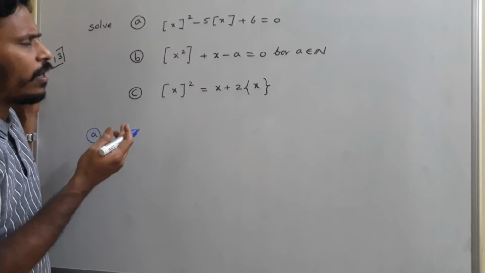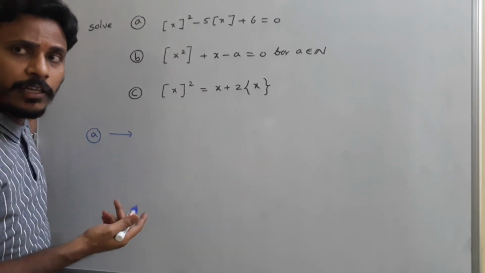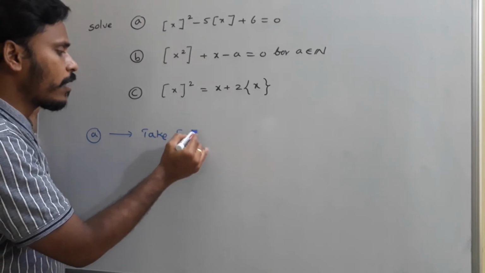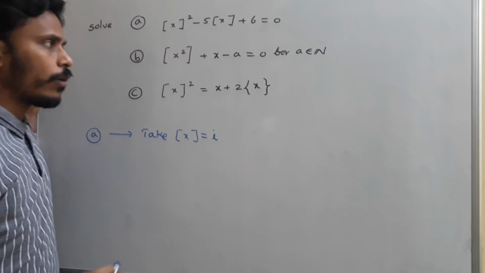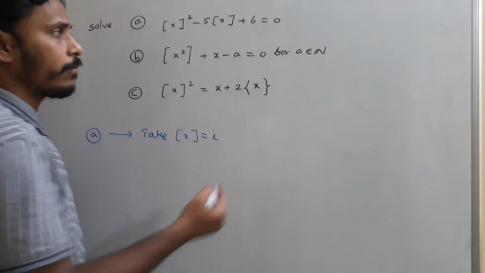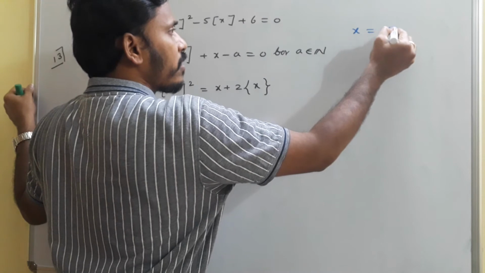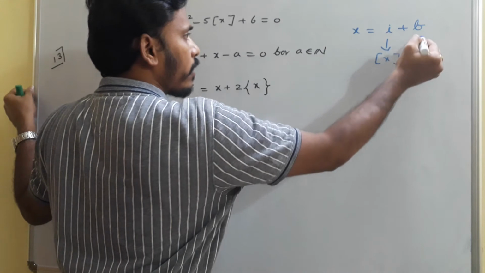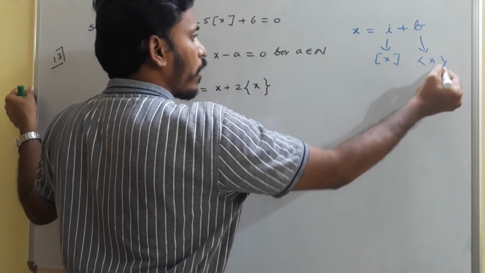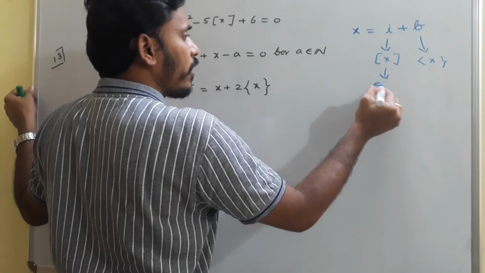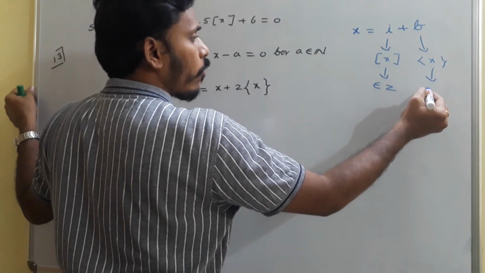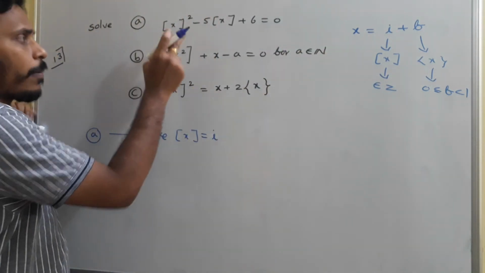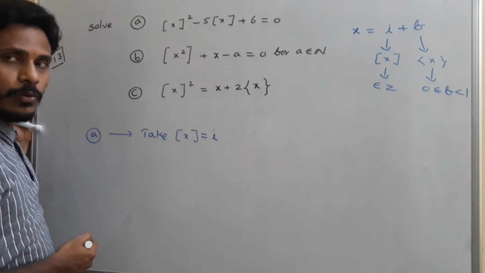So you may consider that step x as some other variable like t, no problem. Usually we are discussing that step x is equal to I, right? As per our discussion, x is equal to I plus f, and this I is simply nothing but step x, and this f is nothing but the fractional part of x. This step x is an integral value, whereas the fractional part of x is in between 0 and 1. That's the basic idea. And here step x square minus 5 step x plus 6 is equal to 0.